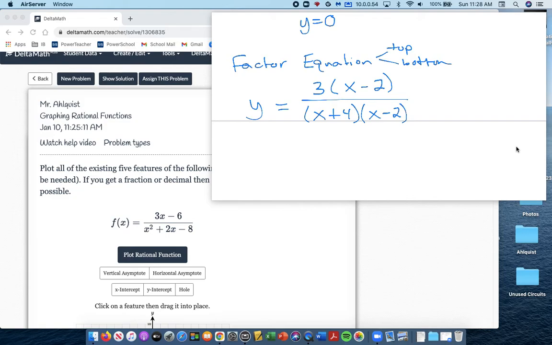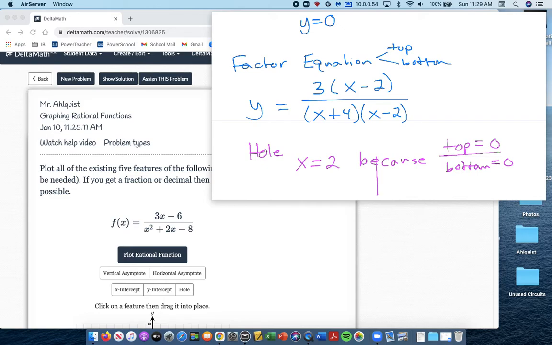Now here's an important piece, because remember, the hole is when there's a common factor. So there's a common factor of x minus 2. So we know that there is a hole when x is equal to 2, because the top would equal 0 if we plug 2 in, and the bottom would equal 0 when we plug 2 in. So we're going to have a hole when x equals 2.